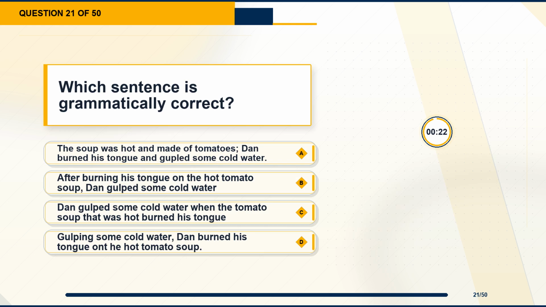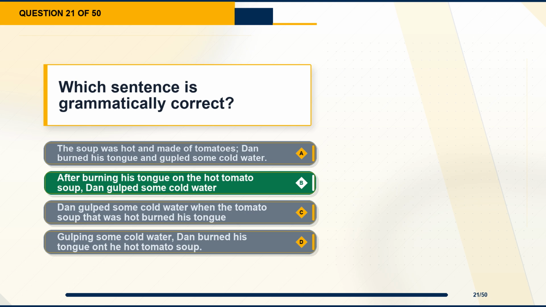Question 21. Which sentence is grammatically correct? Option A, the soup was hot and made of tomatoes. Dan burned his tongue and gulped some cold water. Option B, after burning his tongue on the hot tomato soup, Dan gulped some cold water. Option C, Dan gulped some cold water when the tomato soup that was hot burned his tongue. Option D, gulping some cold water, Dan burned his tongue on the hot tomato soup.